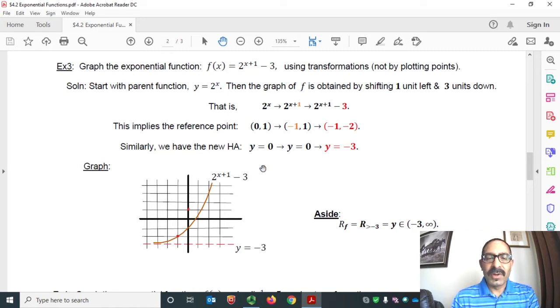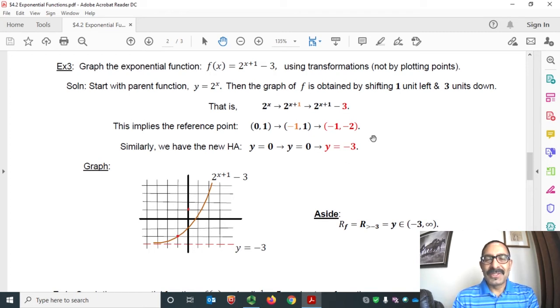Great. Similarly, for our horizontal asymptote, let's start with the HA y equals 0. Then in our first transformation, we shift the graph 1 unit left, so we're not touching our horizontal asymptote. And in our final transformation, we shift the graph 3 units down. That means we are shifting our HA also 3 units down. That means y equals -3. I hope this makes sense to you all.